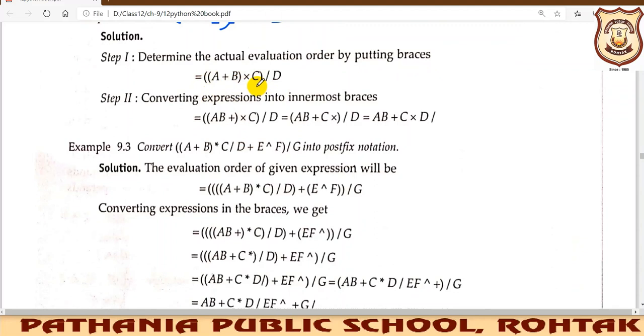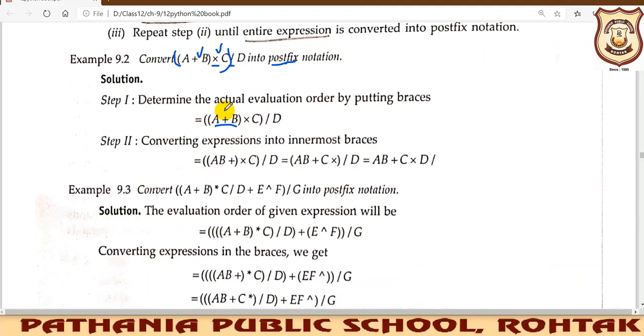Once the brackets are done, we will start solving. So a plus b will be written as ab plus. Why? Because we know in a postfix expression we write the operator after the operands. So this is your first operand, this is your second operand, and this is your operator.